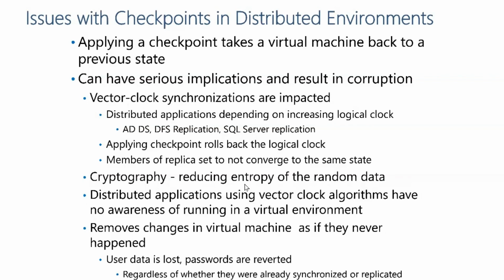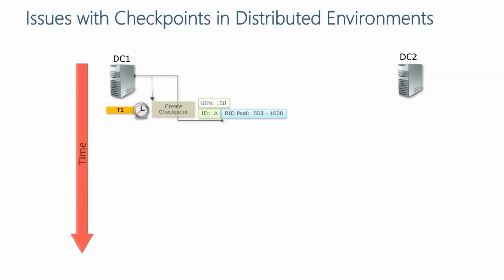Distributed applications using the vector clock algorithm have no awareness of running virtual machine environments. So think of when you revert one of your Windows domain members to a previous snapshot, you lose that trust relationship. This is the reason. It removes changes in the virtual machine as if they never happened. For example, user data is lost and passwords are reverted. So you reset the virtual machine to like five months ago, your password might have been different. So your current password won't work and you have to remember your old one, regardless of whether they were already synchronized or replicated.